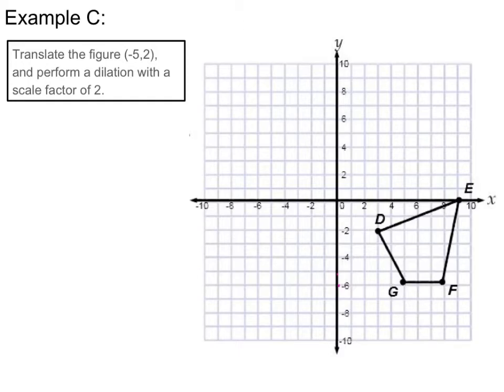So I'm going to count for each of our points. We're going to start here with D. We're going to go left 5, so 1, 2, 3, 4, 5, and up 2, 1, 2. And that's going to be our D prime.